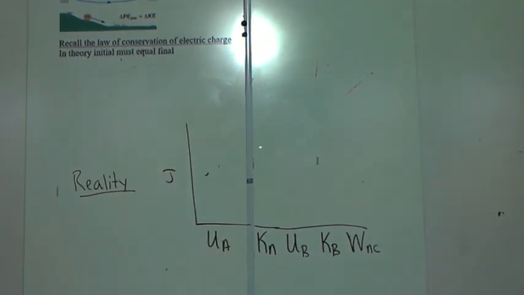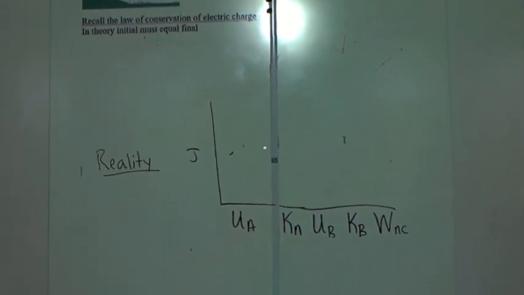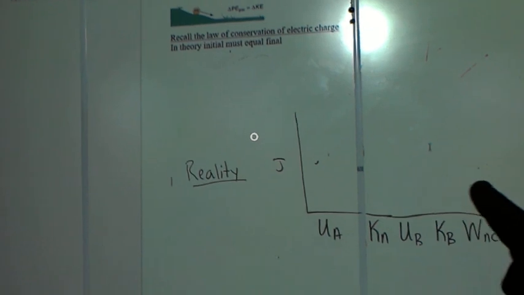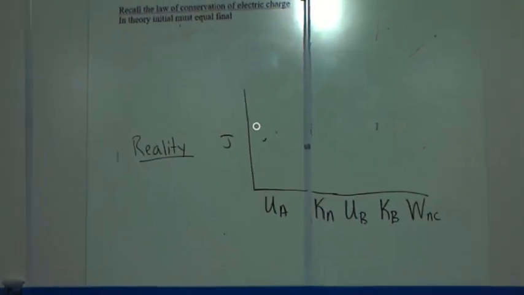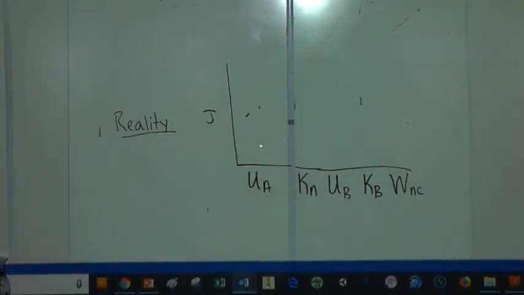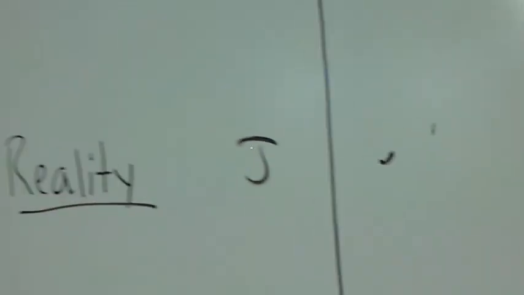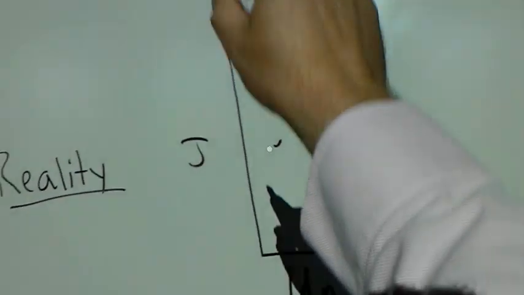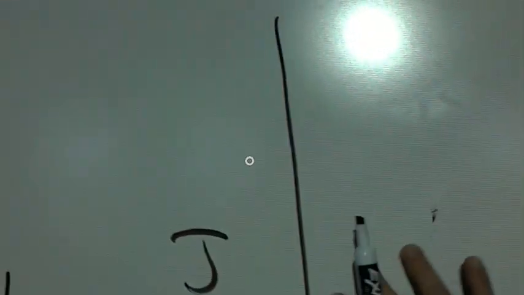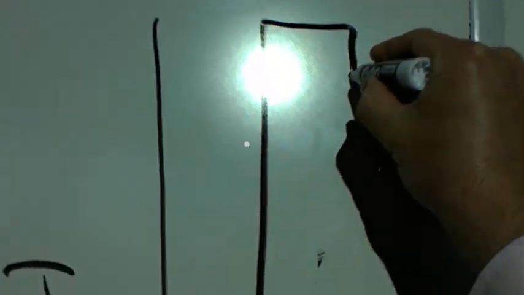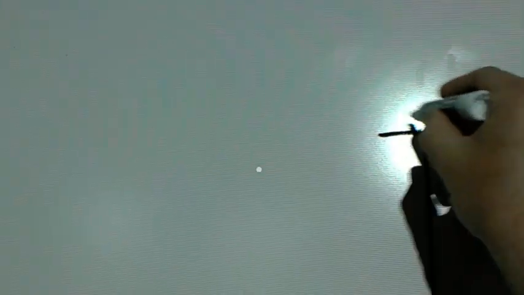I'm back. This is the second video for electricity part 2, and what I wanted to show you is what actually happens in reality with electricity and electric potential versus the chart I've just drawn. So here we have a chart of joules versus various types of energy, and if we assume that at position A, let's make up a number, that we have 100 joules of potential energy.